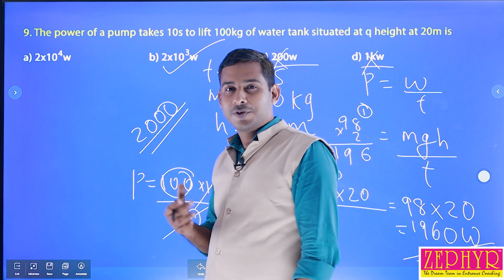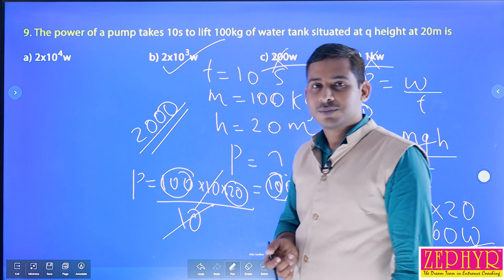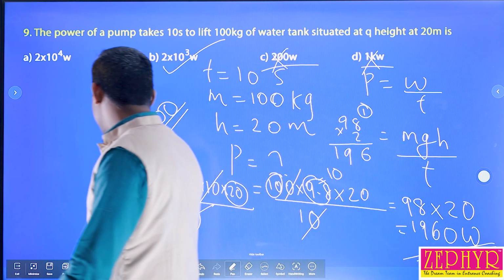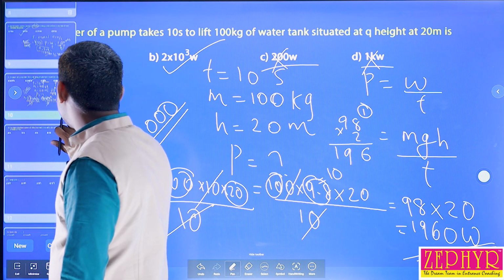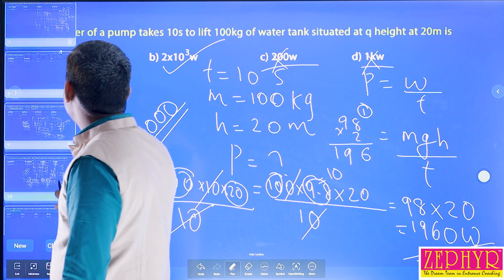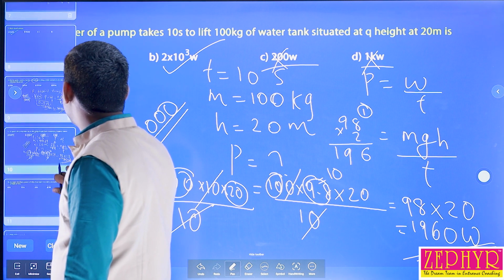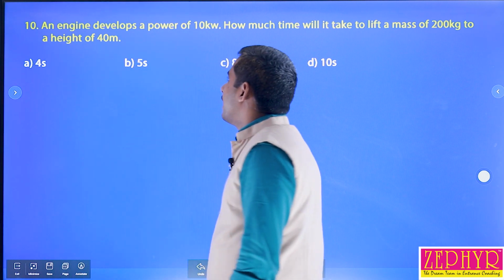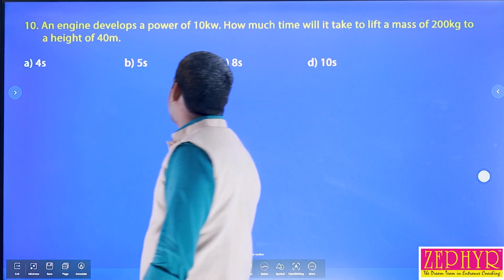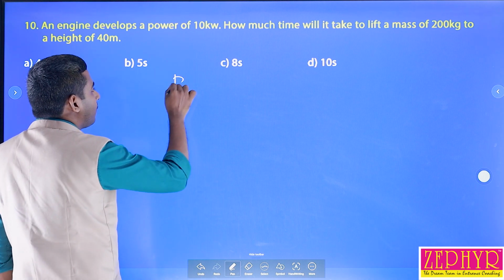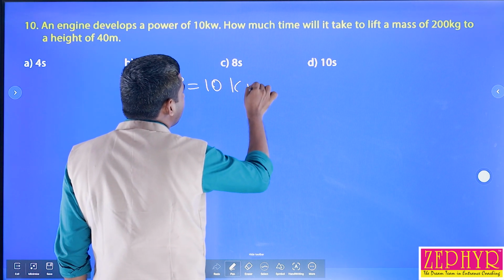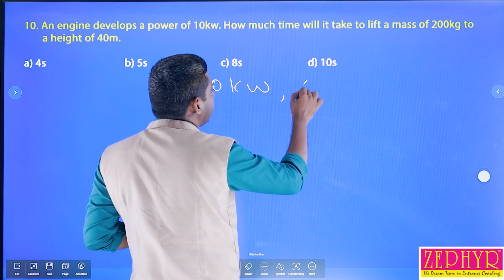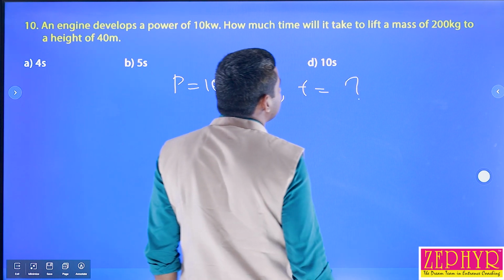Yes, I know everyone completed this question also. Shall I move to the next question, students? Yes. Okay. So the next question, right now we finished the 9th one, then I am moving to the 10th one.